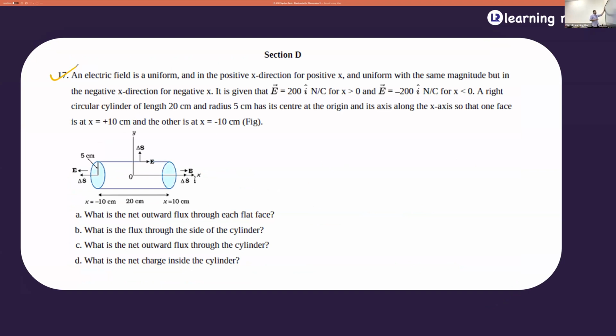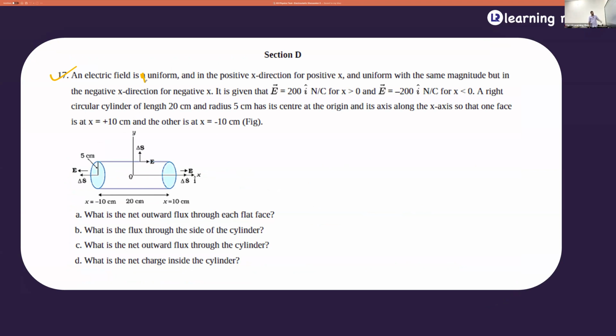17th. An electric field is uniform and in the positive x direction for positive x, and uniform with the same magnitude but in negative x direction for negative x. So this is also an NCERT problem. E vector is equal to 200 i cap Newton per Coulomb for x greater than 0, and E vector is equal to minus 200 i cap Newton per Coulomb for x less than 0.